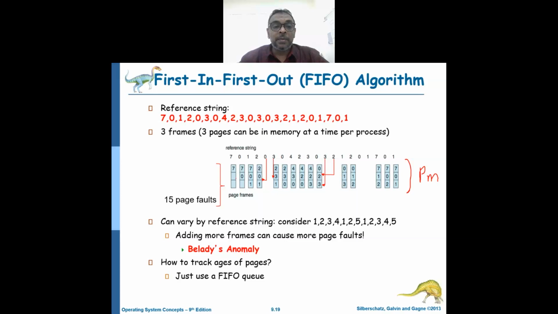Okay. So each time it does a replacement, we call it a page fault. A page fault is a condition whereby the page is not there, but you do a replacement there. So each time you do a replacement is a fault. So what is the total number of faults? It is 15. How do you count? 1, 2, 3, 4, 5, 6, 7, 8, 9, 10, 11, 12, 13, 14, 15. Okay, this is 15 page faults.